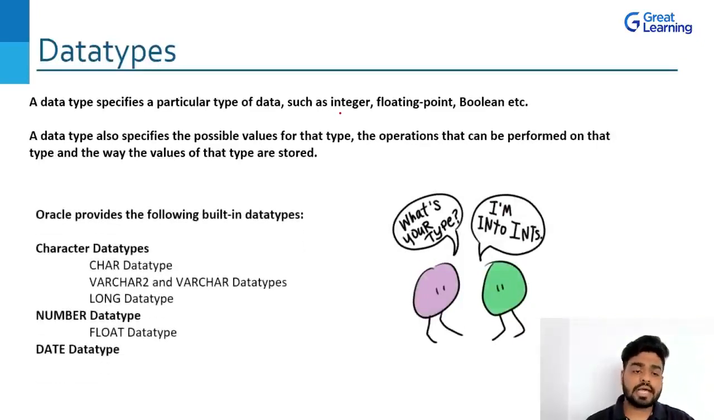Now if you look here, in character data types we have char, varchar2 and varchar, and then long. In number we have float, and in date we have the date data type. That's it. So these are some of the built-in data types we have in SQL. Let's understand one by one what features they provide.